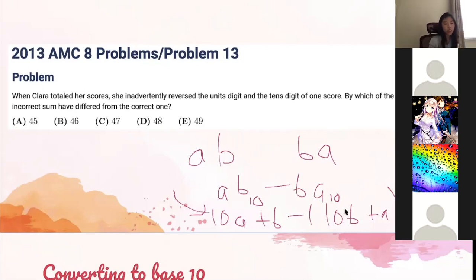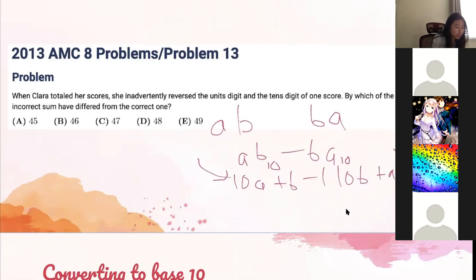So go ahead and try subtracting these. I'm kind of about to give away the whole problem, but if you subtract these, 10a minus a leaves you with 9a, and this leaves you with 9a minus 9b. Your possible differences have to be of the form 9a minus 9b.